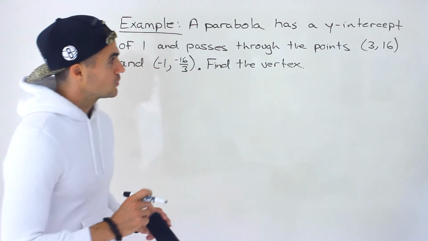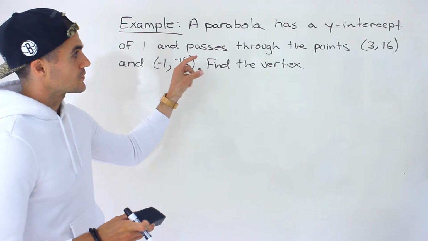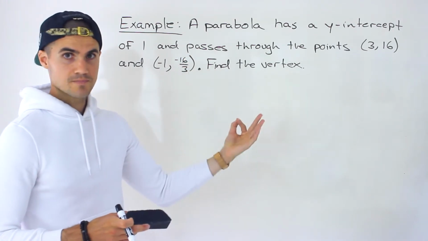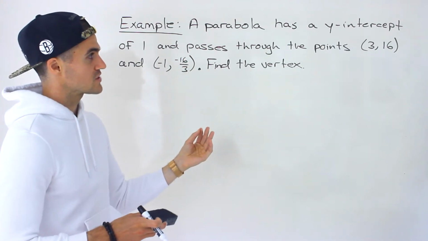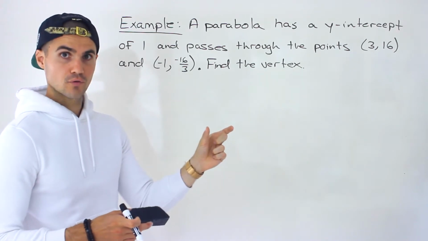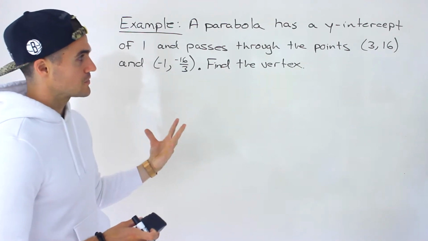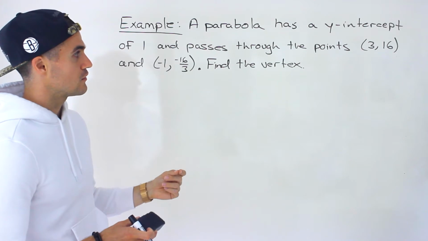So this one's pretty cool. What we've got to do is first take the characteristics. Notice that we're given 3 points on the parabola, and we first have to find an equation for the parabola, and then once we have an equation we can find the vertex.